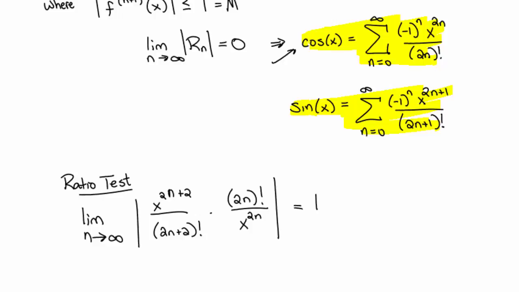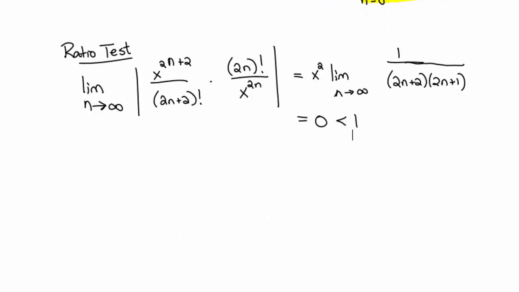And this will clean up to be the absolute value of x squared, which doesn't need an absolute value, times the limit as n goes to infinity of 1 over the quantity 2n plus 2 times 2n plus 1, since the 2n factorials cancel. That will tend to 0 no matter what you do, which is less than 1 for all values of x. So therefore, the radius of convergence is infinite, because any x value will work. That is, that power series expansion is true from negative infinity to positive infinity. We have convergence.